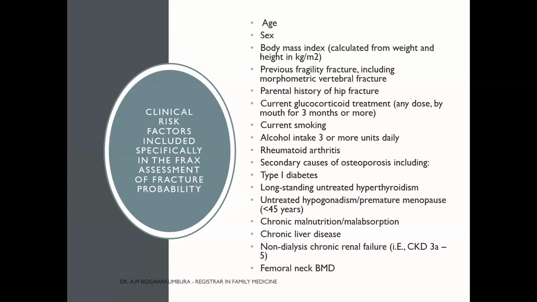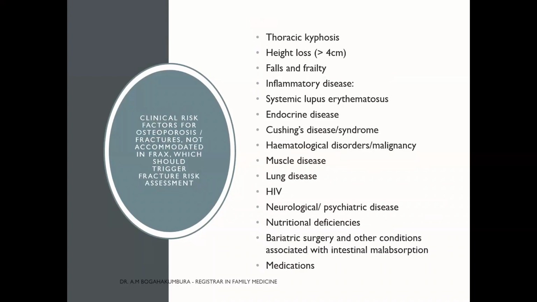These are the clinical risk factors included specifically in the FRAX assessment of fracture probability. They are age, sex, BMI, previous fragility fracture, parental history of hip fracture, current glucocorticoid treatment, current smoking, alcohol, rheumatoid arthritis, secondary causes of osteoporosis, including type 1 diabetes, long-standing untreated hyperthyroidism, untreated hypogonadism or premature menopause less than 45 years, chronic malnutrition or malabsorption, chronic liver disease, non-dialysis chronic renal failure, and femoral neck BMD.